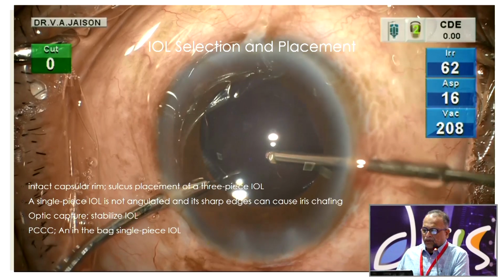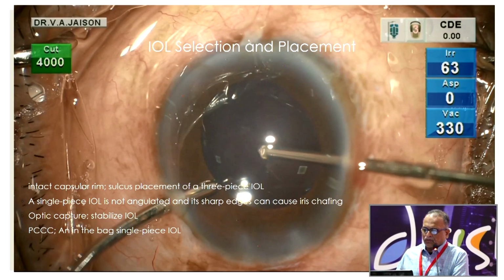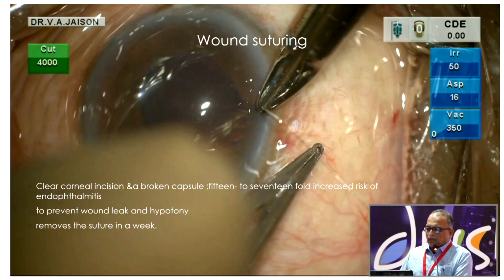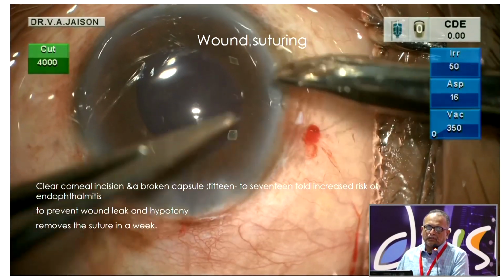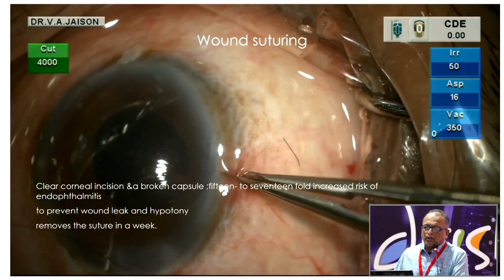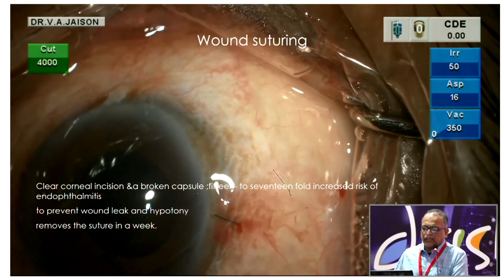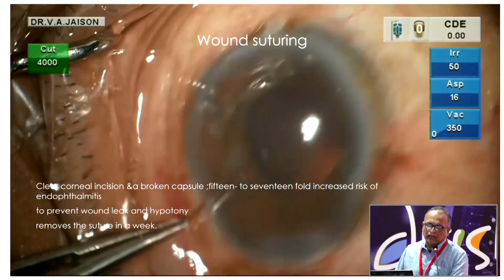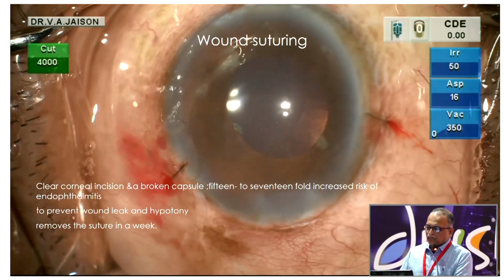Once that is done, the IOL is more stable. All tags of vitreous should be removed. You can use triamcinolone for that. And suture all these wounds, because when you do vitrectomy, there is a chance of postoperative hypotony. So suture those wounds to prevent wound leakage. The chance of infection is high in these cases, so don't give any chance for infection.